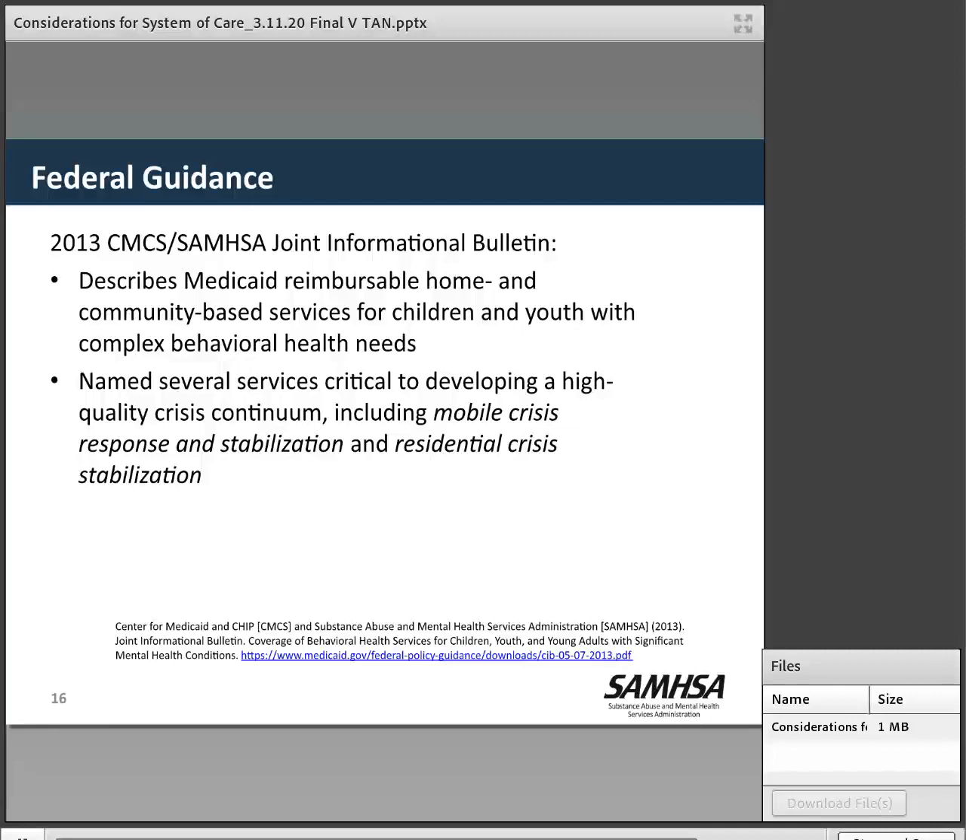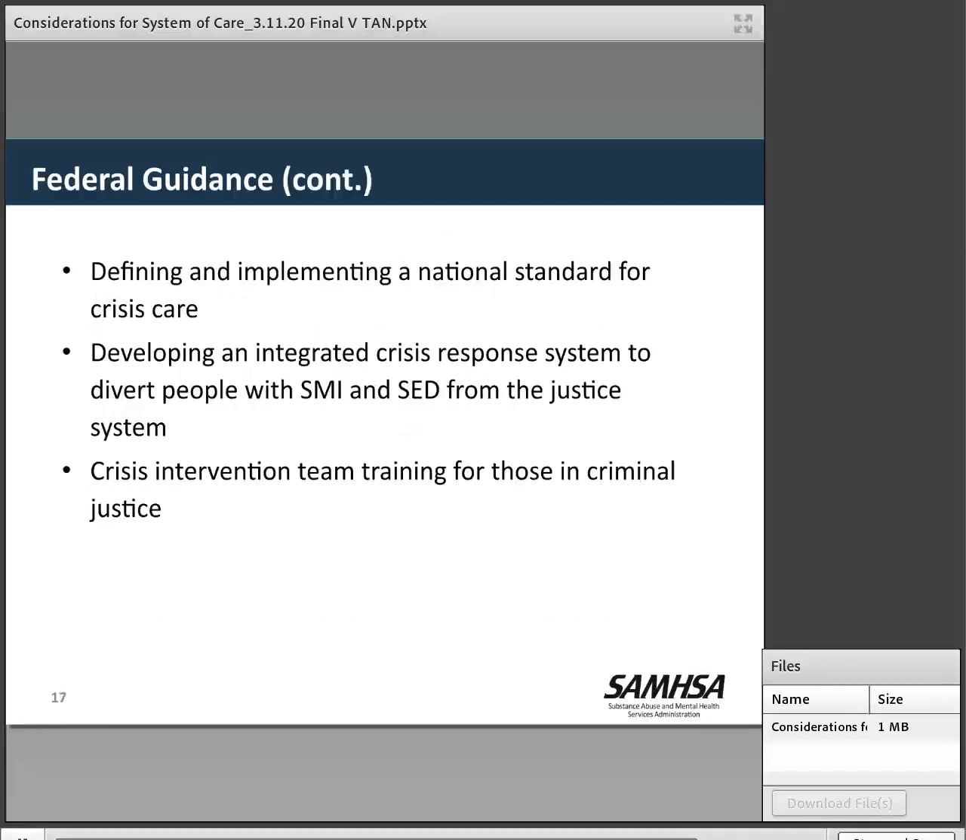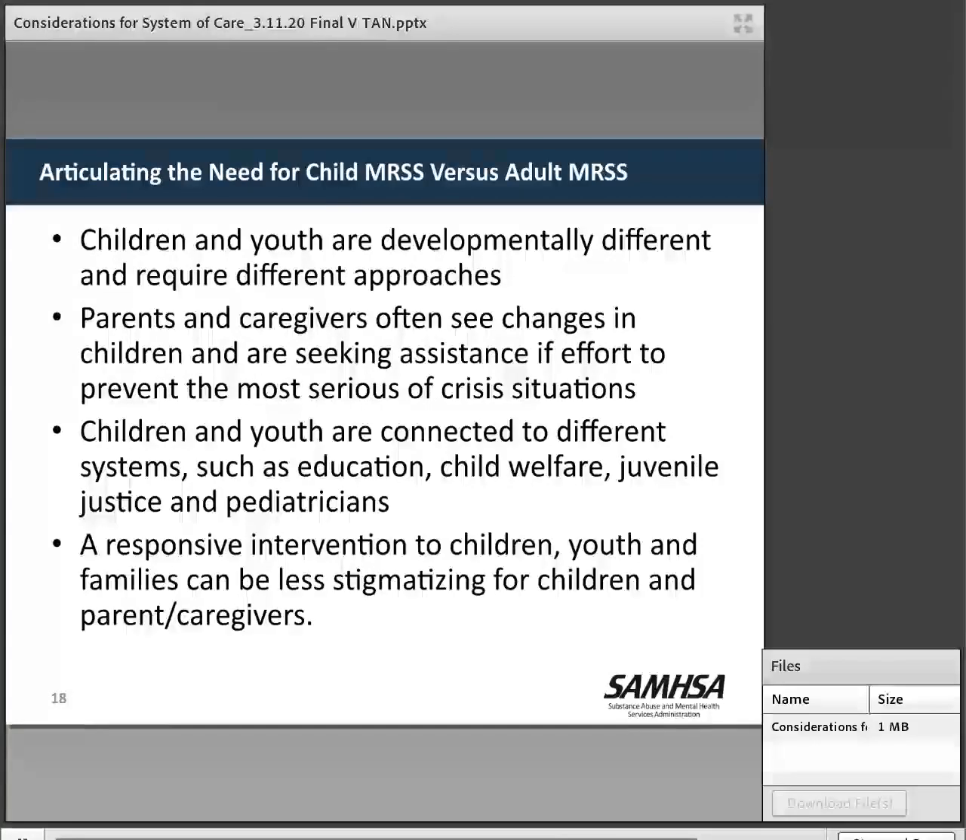to use this service. It names several services critical to developing a high-quality crisis continuum, including mobile response and stabilization and residential crisis stabilization beds. So, in other words, CMS and SAMHSA have identified what really would be helpful within the context of a crisis continuum of care for children. And defining and implementing a national standard for crisis care helped us really be able to identify what was really necessary in the context of some of this work.